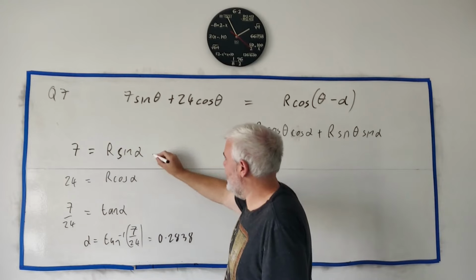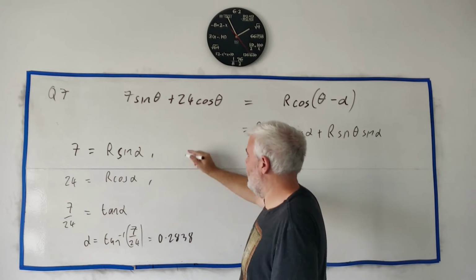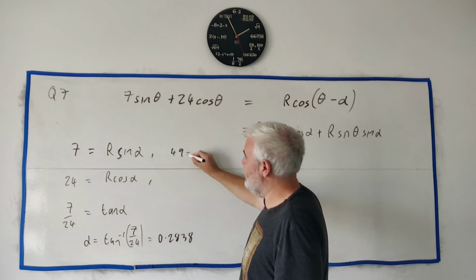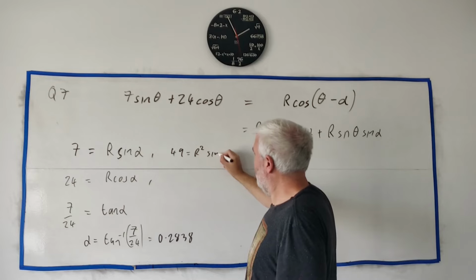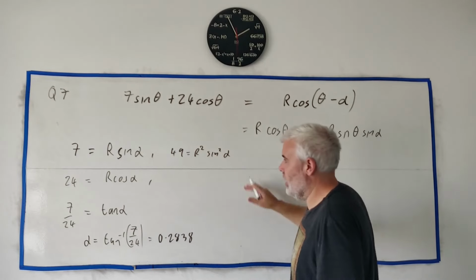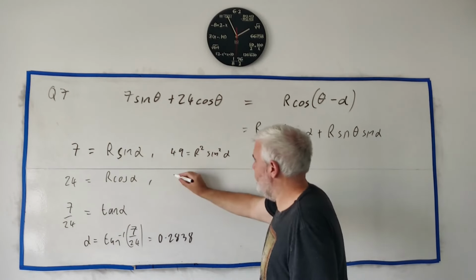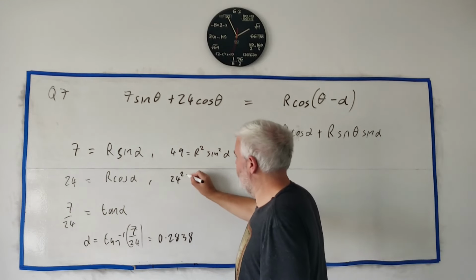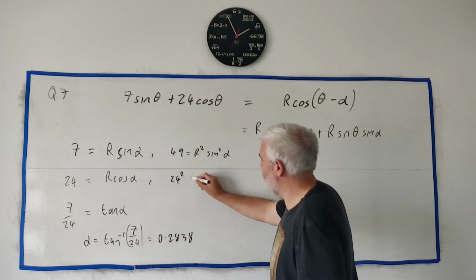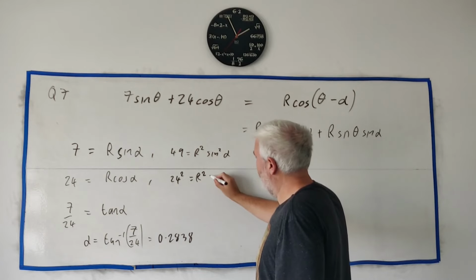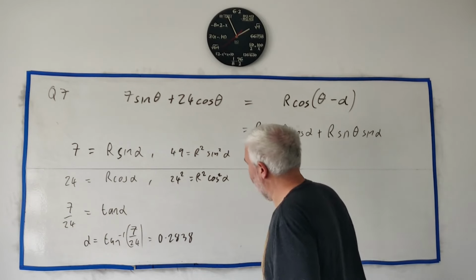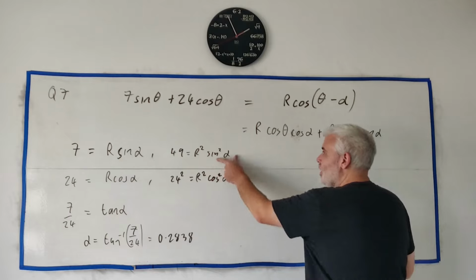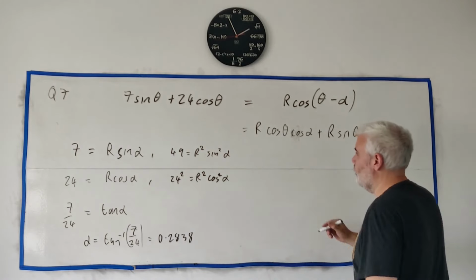Instead of these two equations, if I square both of these, I get 49 is equal to R squared sine squared alpha. Haven't changed anything. Square both of these, I get, I don't know what 24 squared is, I'll just leave it as 24 squared, R squared cosine squared alpha. What I can do now is add both these together. Add the lefts, add the rights.